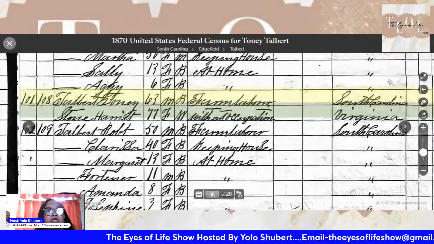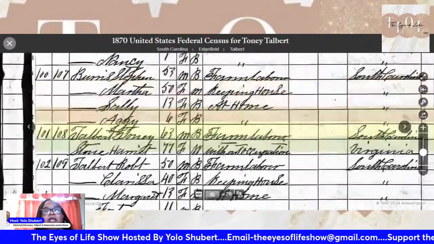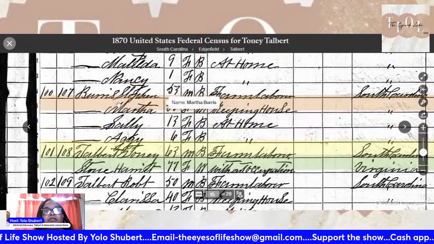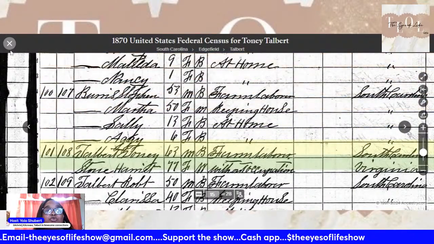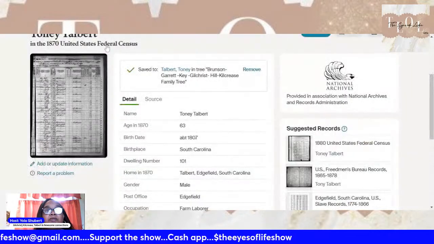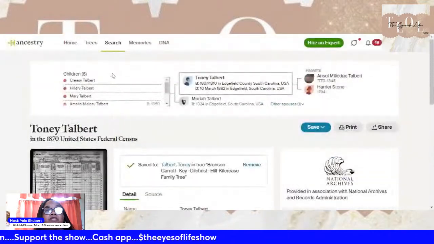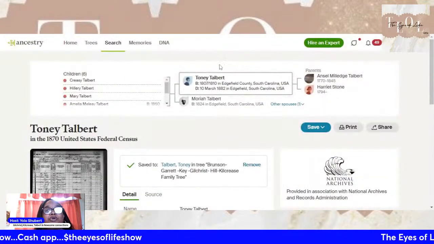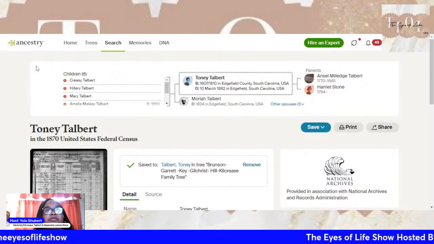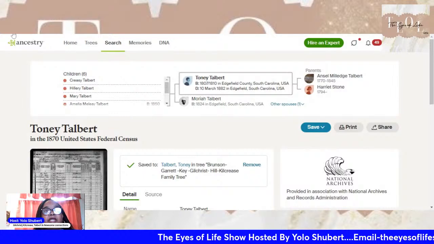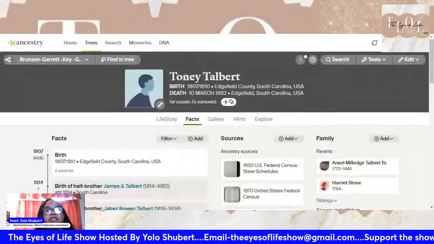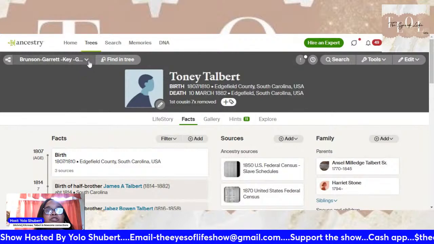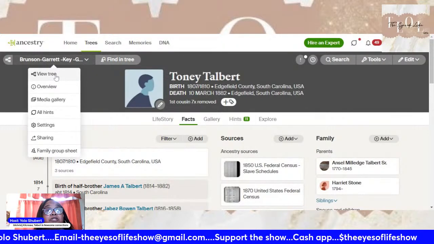So a lot of people have not even looked at that. A lot of people haven't even realized that that's who she was. And a lot of people did not realize that Harriet Stone was also daughter of Ag Newsom. And because of that is why we have to now realize how we are all going to be connected at some point to the Talberts.